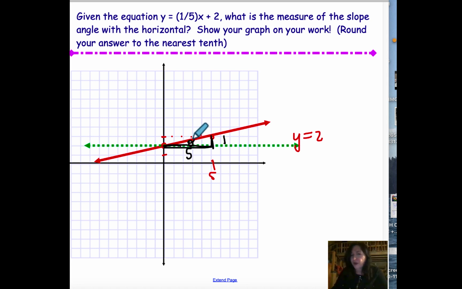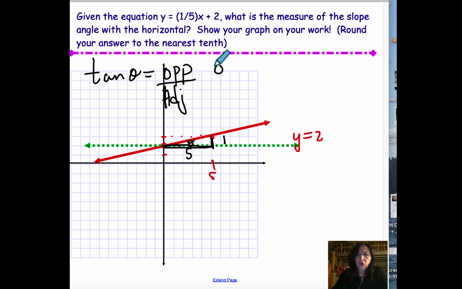And so in order to find that angle, we're going to use the tangent of that angle. So we're going to set this up because our formula for our ratio, our slope, is tangent of theta is equal to the opposite side of the triangle over the adjacent side, ADJ. So O over A, opposite over adjacent.